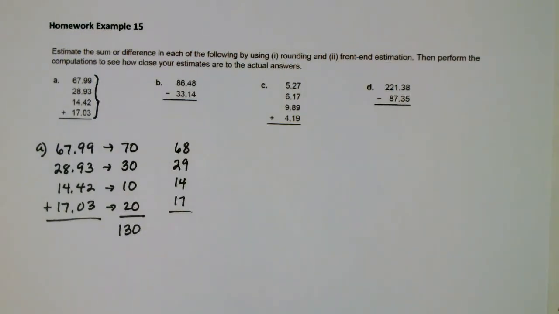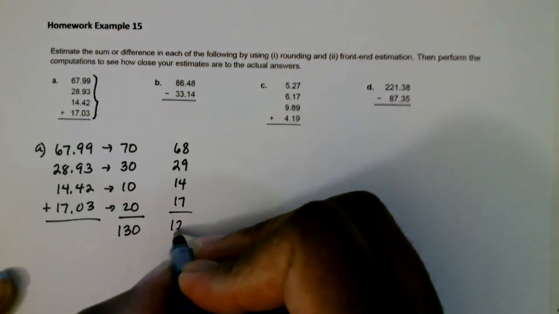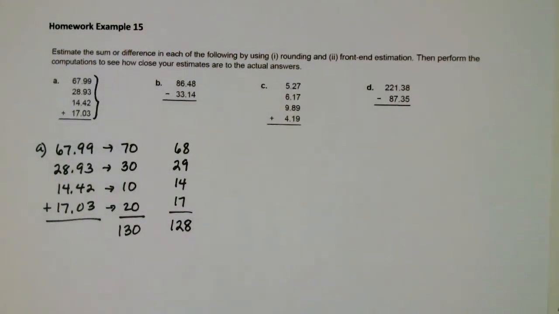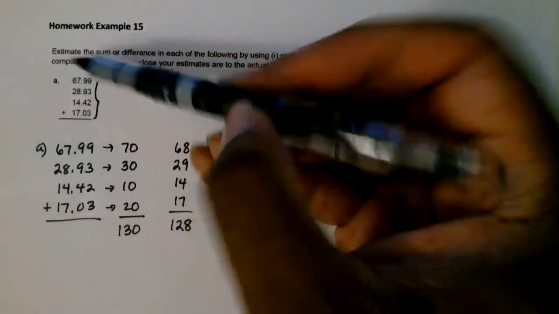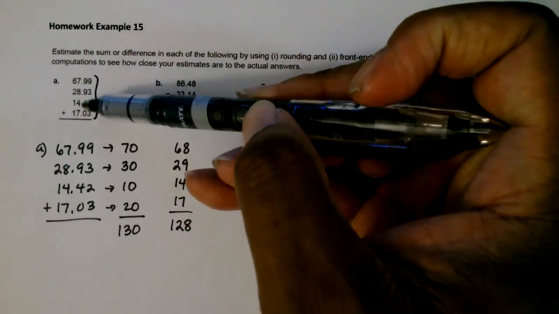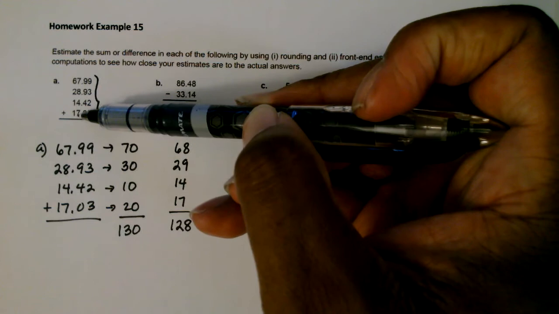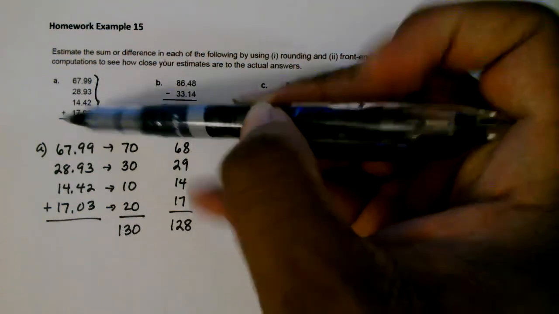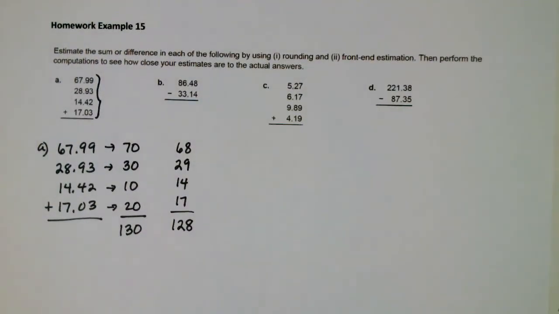So 68, 29, 14, and 17 would be 128. So if I was using front-end estimation, that would be 128. That would be just part A, okay? And the way I did that, I just rounded these numbers to the nearest whole number. So that's part A.